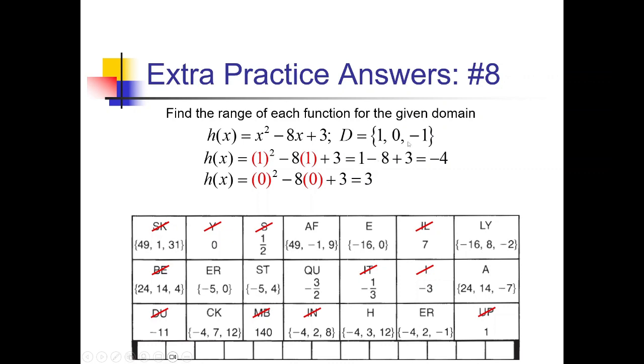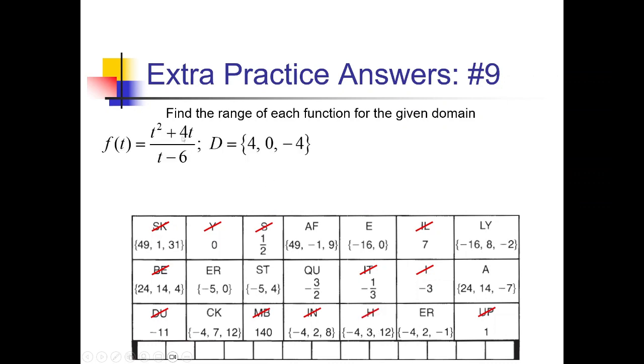And finally, plugging negative 1 in there. Negative 1 squared is 1. Negative 8 times negative 1 is a plus 8, and we still have that plus 3 there. 1 plus 8 plus 3 is a total of 12. So negative 4, 3, and 12. Let me see if I can find that. Negative 4, 3, and 12 right here. H. Goodbye.